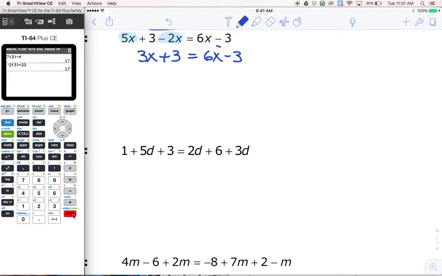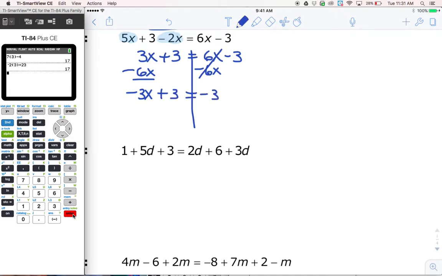Again, this is the term I don't like. I'm going to get rid of it. It's a positive 6x, so if I subtract 6x, I get 0. They cancel. Don't forget to keep it balanced. I have to do it on the left side as well. So 3x minus 6x gives me a negative 3x. I still have that plus 3. It's also equal to negative 3.